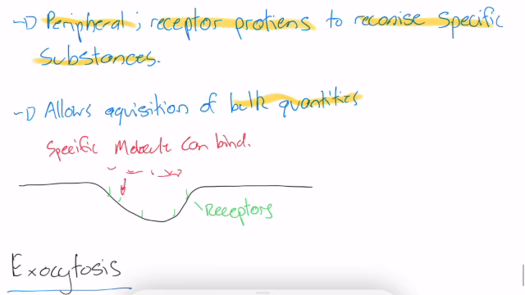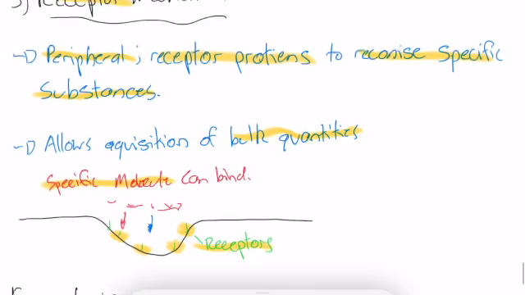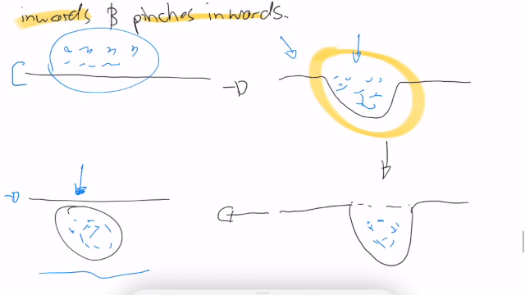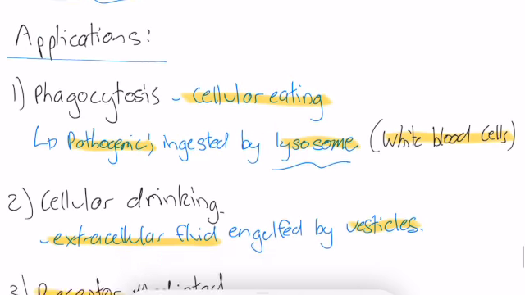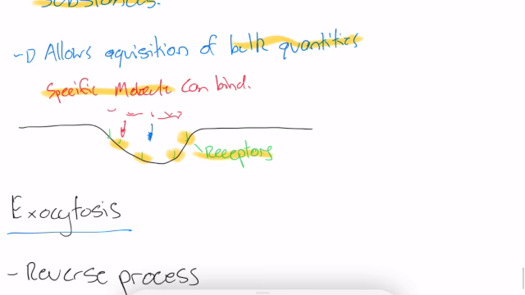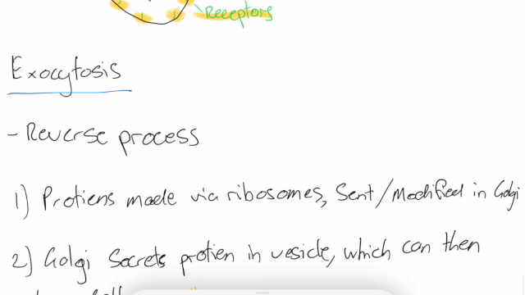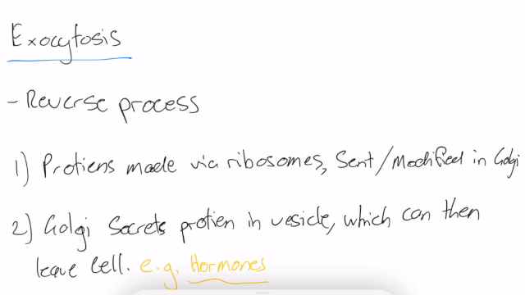And I drew a quick diagram here to show how we have our receptors, which in turn allow this specific molecule to bind and then go through your method, which I described earlier, of this whole pinching inwards and ultimately ending up like that. So that's endocytosis. Now moving on to exocytosis. As a summary, it's effectively the reverse process.